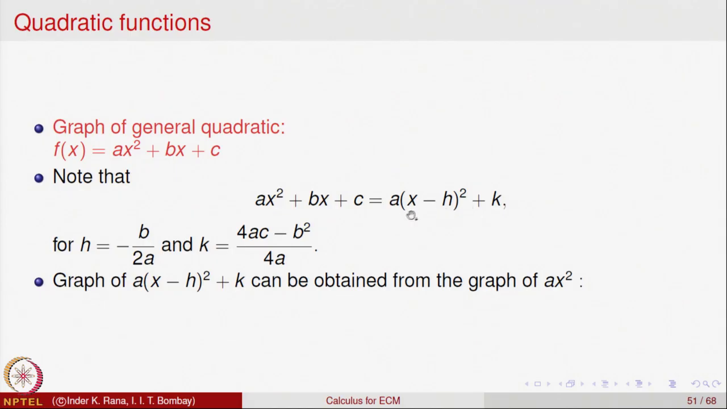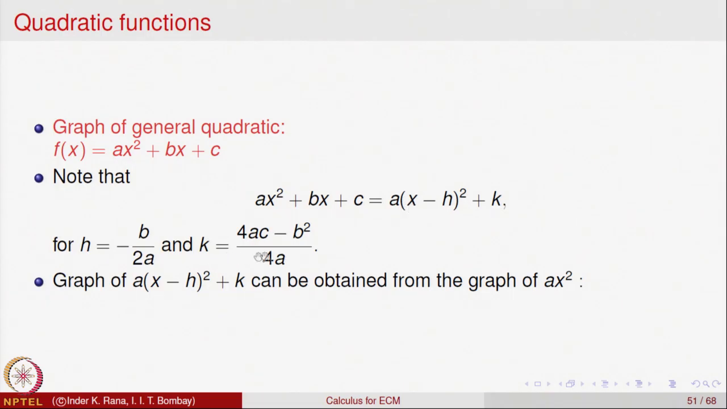So, if you want to write this, then the right hand side will be a times x minus h whole square, which is x square minus 2 x h plus h square, and when you open it out, you will get a x square minus 2 a x h plus a h square plus k equal to this. So, when you compare, constant term here will be equal to constant term on this side, coefficient of x is b on this side. So, you will get a coefficient of b on that side, and that will be minus 2a, okay, minus 2a, and the coefficient of x square is equal to a.